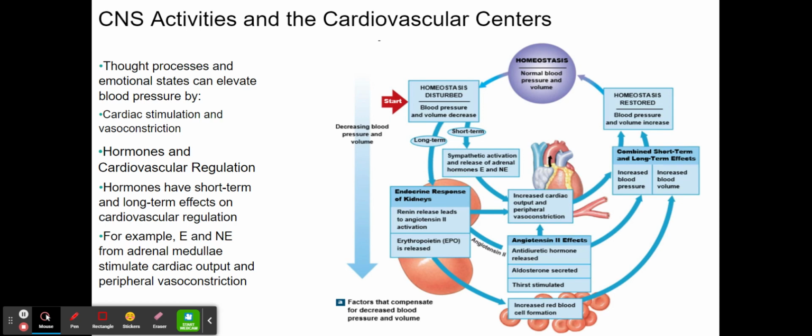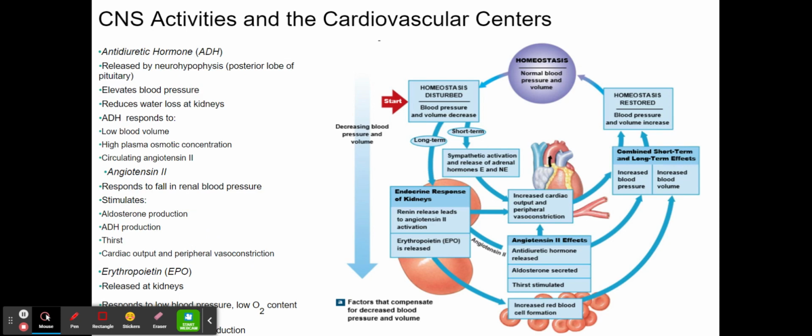The endocrine system regulates cardiovascular performance in both the short term and the long term. As we've seen before, epi and norepi from the adrenal medullae stimulate cardiac output and peripheral vasoconstriction. Other hormones important in regulating cardiovascular function include 1. ADH or antidiuretic hormone, 2. angiotensin 2, 3. EPO or erythropoietin, and 4. the natriuretic peptides, ANP and BNP. All four are concerned primarily with the long-term regulation of blood volume. ADH and angiotensin 2 also affect the blood pressure.